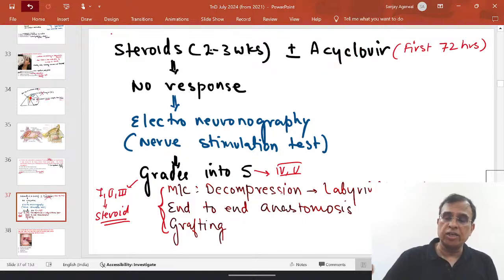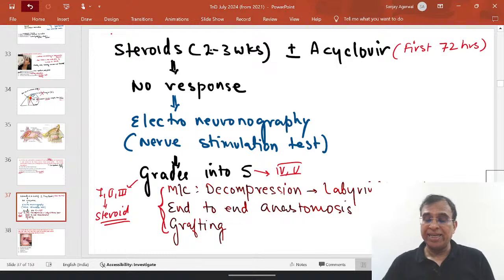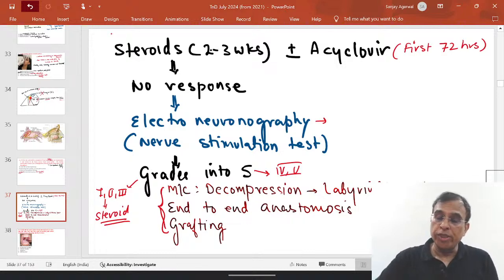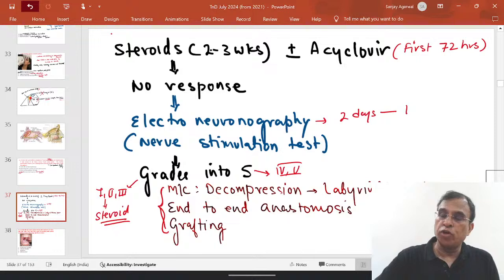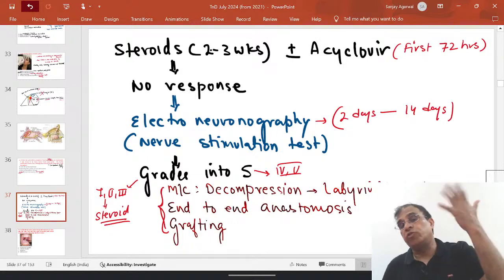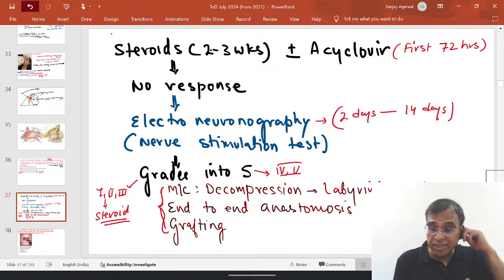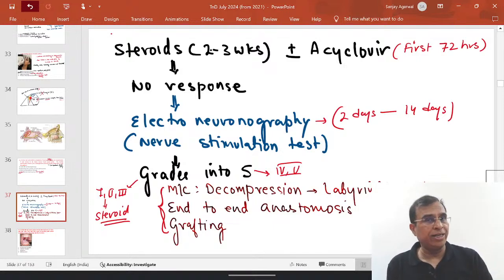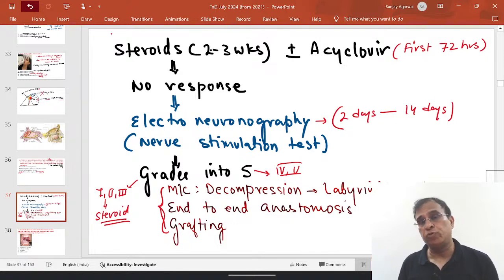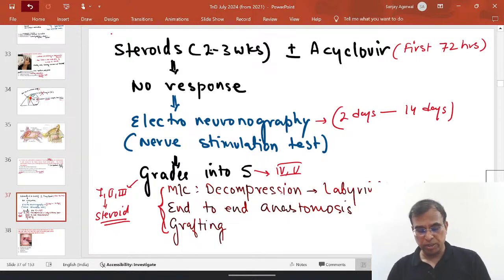Okay. So acyclovir is useful only in the first 72 hours, and electroneuronography is done within 2 days to 14 days of palsy. So electroneuronography is not done on the first day and not after 14 days. This 2 days can be 3 days in some books, but it is not immediately. If the patient has just developed palsy and you try to do electroneuronography, it's not going to help. After 14 days if you do, it is not going to help. Within 2 and 14 days, it is going to give you the best information. Otherwise it is not going to be very useful.